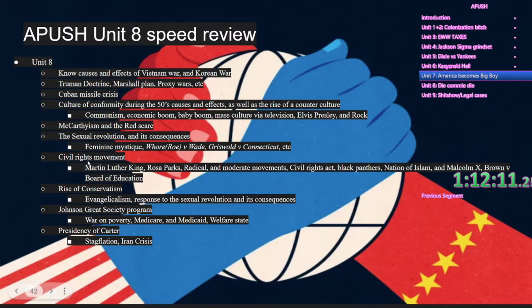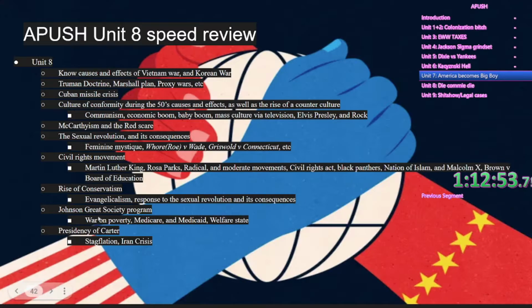You've got the Civil Rights Movement, so you've got important people like Martin Luther King and Rosa Parks. You should probably know the difference between the radical and moderate wings of the movement. The Civil Rights Act, the Black Panthers, the Nation of Islam, and Malcolm X. Brown v. Board of Education, which ended segregation in schools. The rise of conservatism, which was mainly a result of the rise of evangelicalism and sort of the response to the sexual revolution and the increasing social liberalization of America.